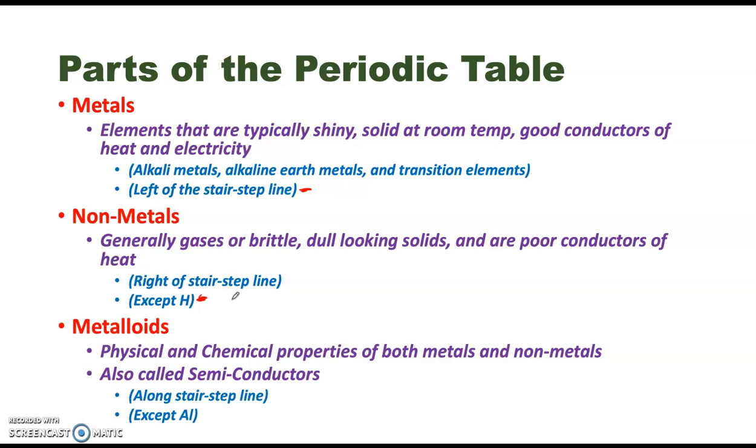So there you go. It's right along the stair-step line, except aluminum. You'll notice aluminum is right along the stair-step line too. And if you follow the pattern of all the other metalloids, you'd say, oh, well, aluminum must be a metalloid too. But of course it's not. There's always exceptions, right? So know that aluminum is a metal, not a metalloid.